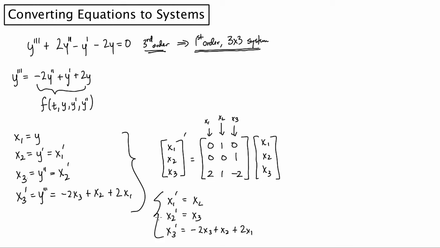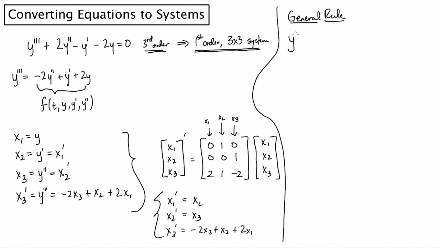And so this is the system view, and then this is the matrix view. So we've managed to turn this third order differential equation into a first order system of three variables. So let's describe what we did here generally. So this is the general rule for doing this.